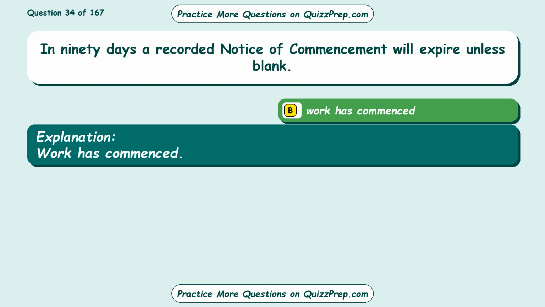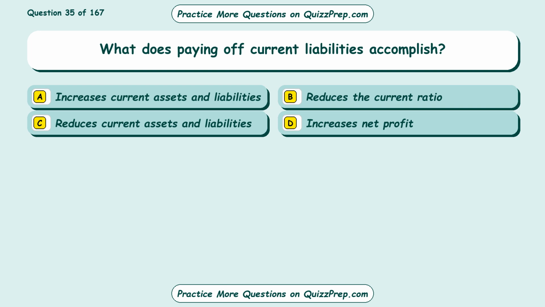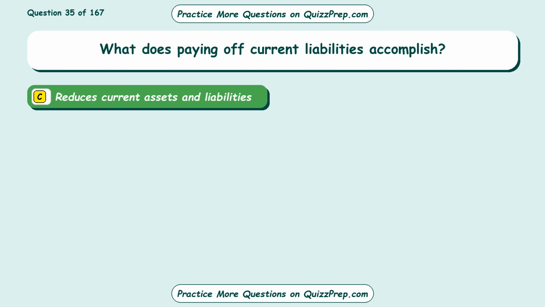Question 35. What does paying off current liabilities accomplish? Option A, increases current assets and liabilities. Option B, reduces the current ratio. Option C, reduces current assets and liabilities. Option D, increases net profit. The correct answer is option C, reduces current assets and liabilities.